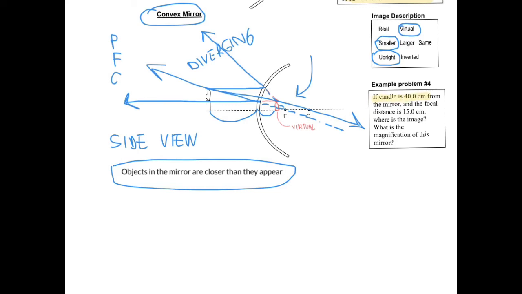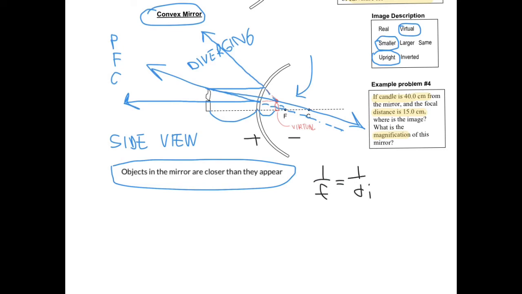So in this case, the candle is 40 centimeters from the mirror, and the focal distance is 15 centimeters. So where is the image? And then what is the magnification of this mirror? Keep in mind the positive side of a mirror is the object side. The negative side is behind the mirror, or the virtual area.